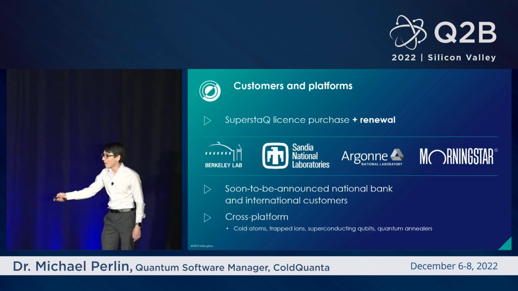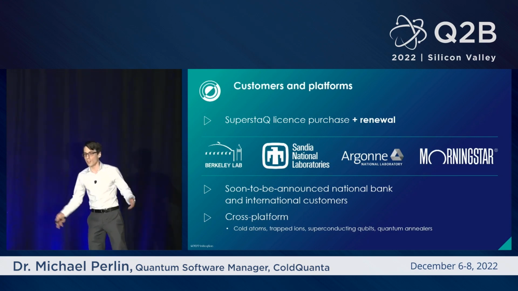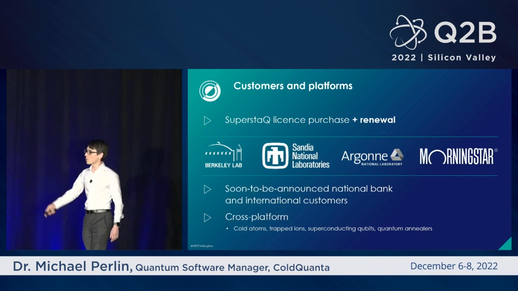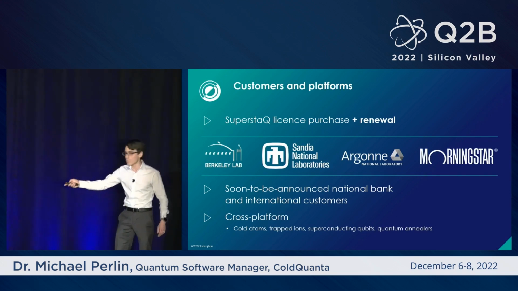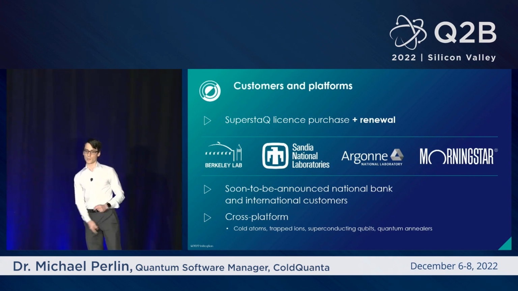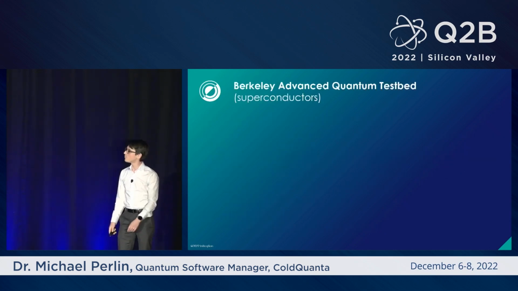And finally, I want to highlight again that SuperstaQ really is cross-platform. So the astute viewer might point out that our parent company Inflection is working on a cold atom quantum computer, so we indeed support cold atom computers. But through these customers, we're also supporting trapped ions, superconducting qubits, quantum annealers, any device that they would like. How am I doing? Cool.